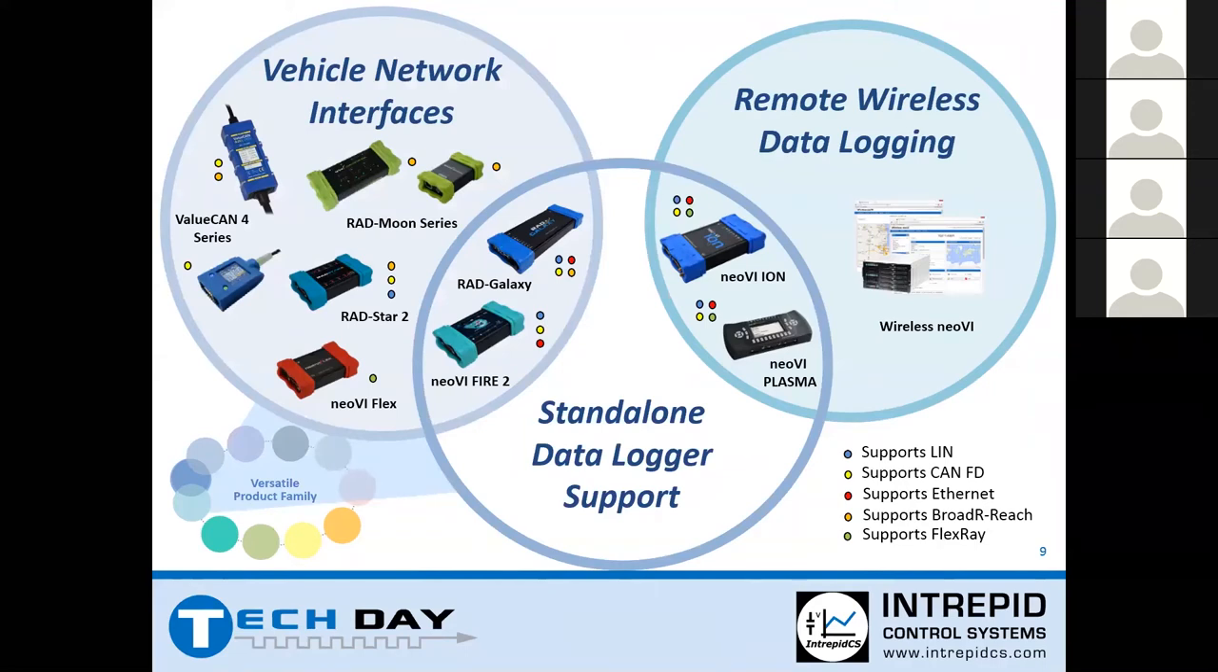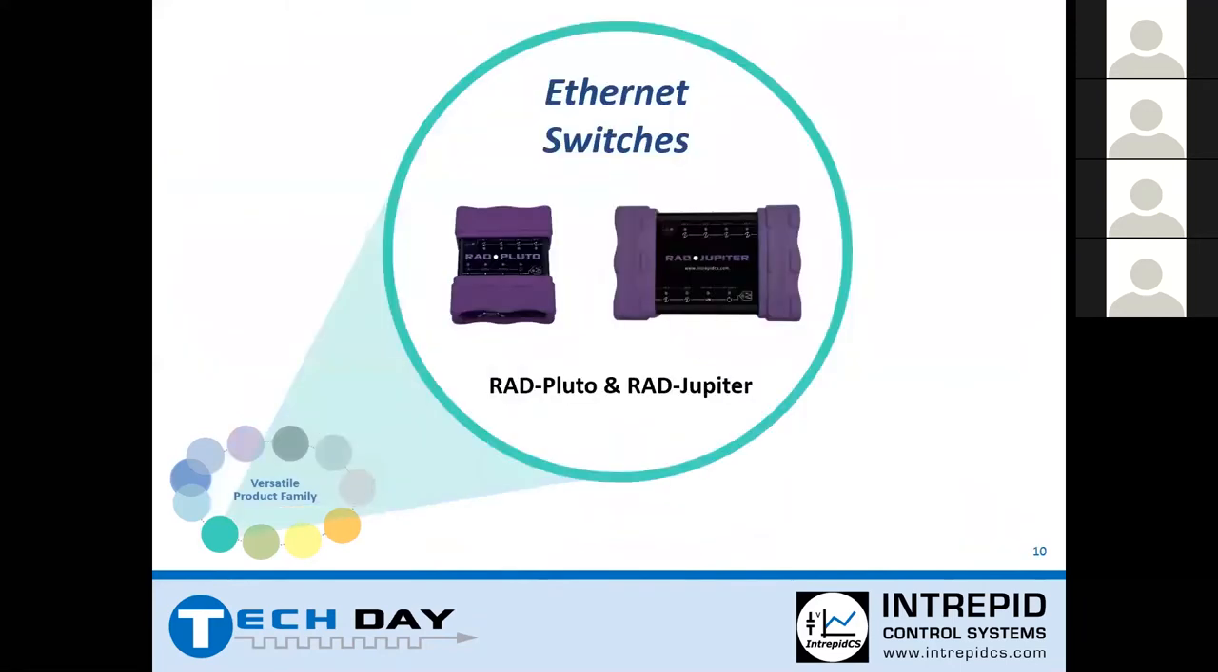We'll move over to the ION. It's like a FIRE 2, but can double the amount of CAN channels and LIN channels, and has wireless capability, Wi-Fi or cellular. And then the Plasma is discontinued. So that's it for the ICS intro. I just wanted to go through that.